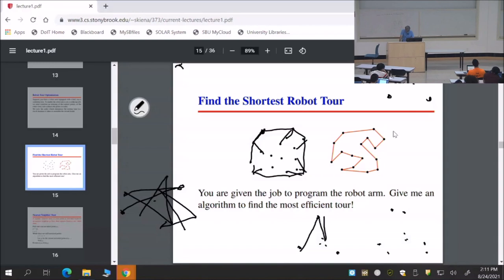A terrible tour would be one that went bzzzt, bzzzt, bzzzt, bzzzt. Does everybody see this? If you're determined to go to the outside points through the inside points, that's probably not the right thing to do in this example. Again, what is the example? I'm picturing a world where I've got these two dots, these two dots, these two dots, and three little ones.